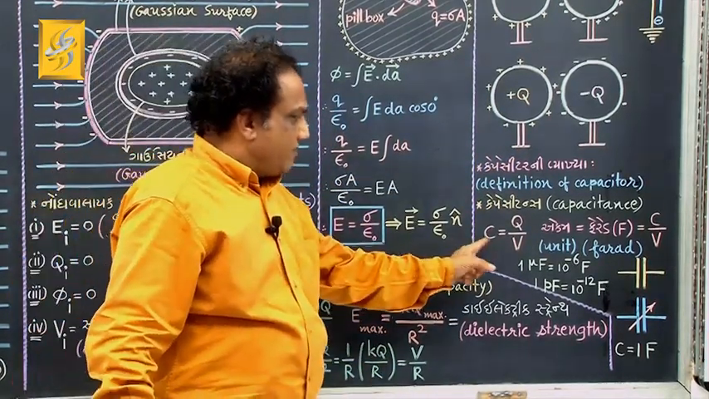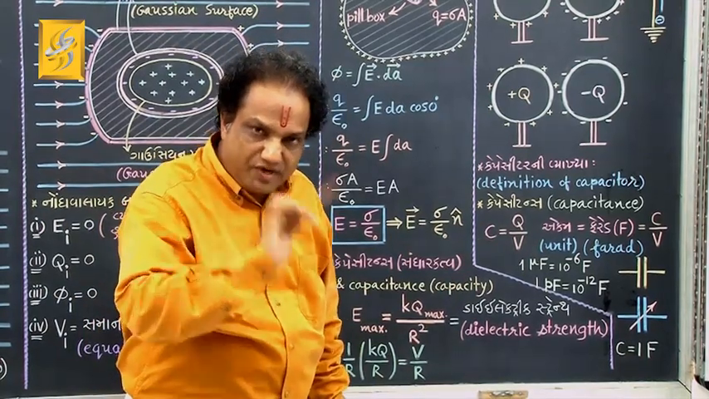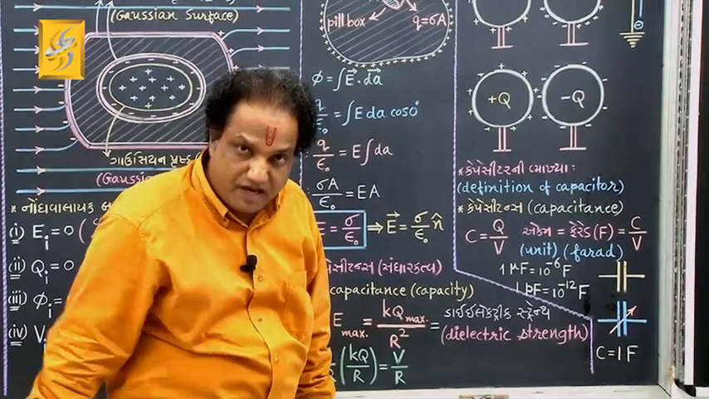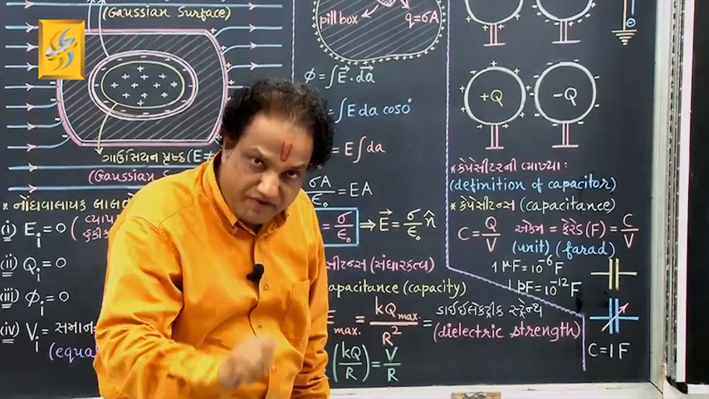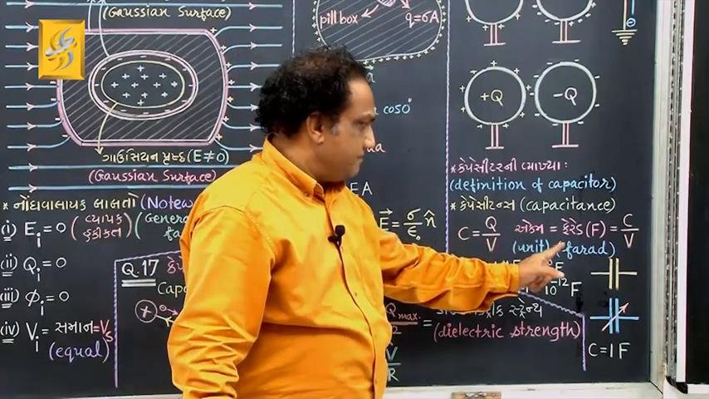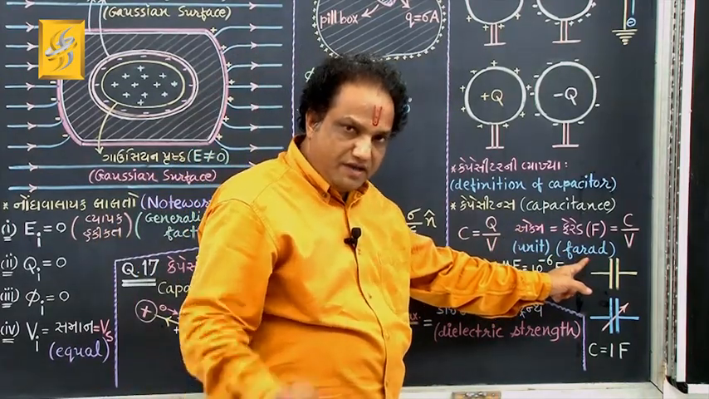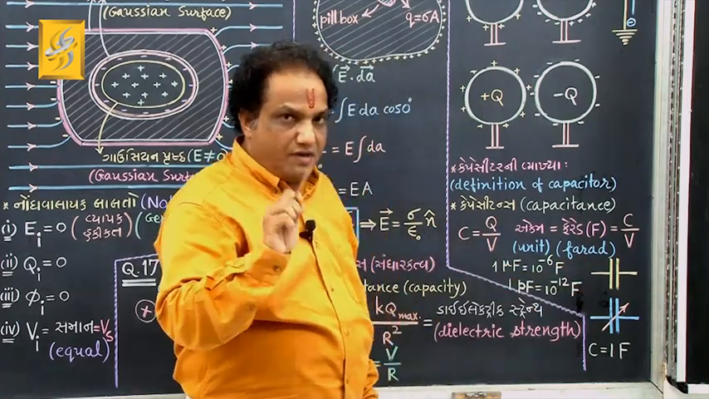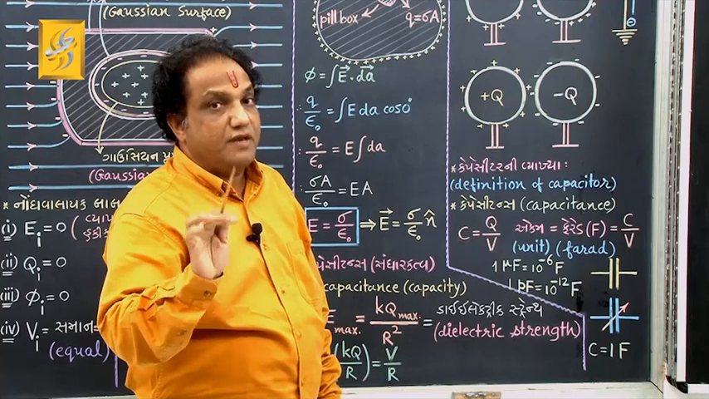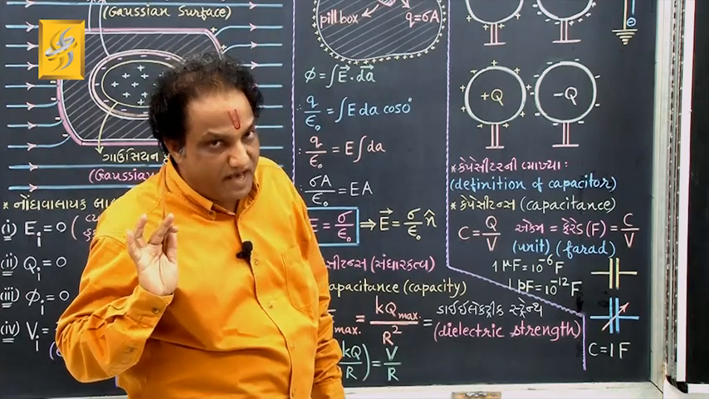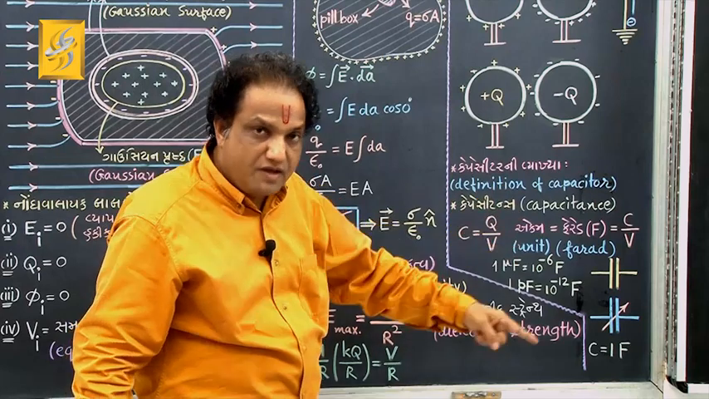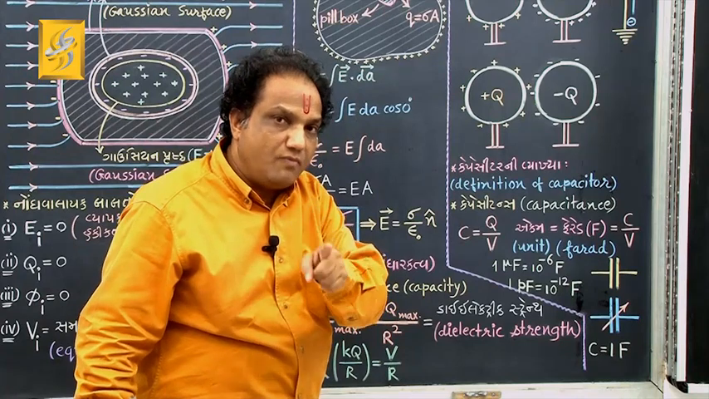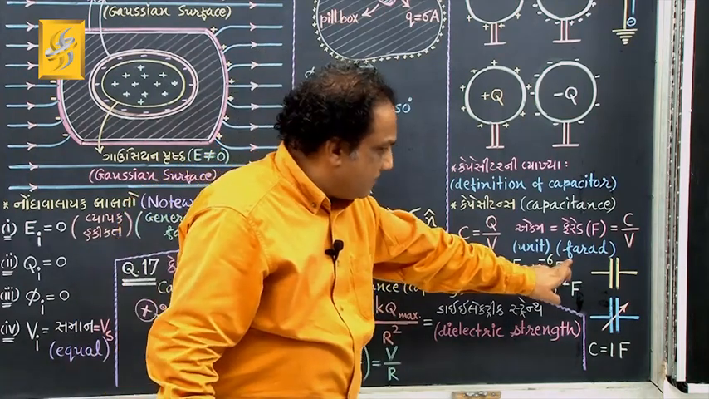What about the SI unit of capacitance? The SI unit of capacitance is given in the memory of scientist Michael Faraday. The SI unit of capacitance is farad. How do we write it? Farad, F-A-R-A-D, but starting with small f. When you are referring to Faraday as the name of a person, you may start the spelling with capital F, but here we are referring to farad as the SI unit of capacitance, not the name of a person. Okay, so you must start with small f.